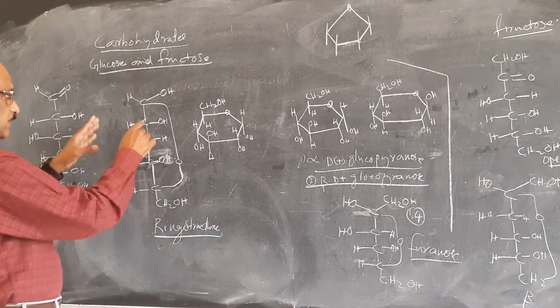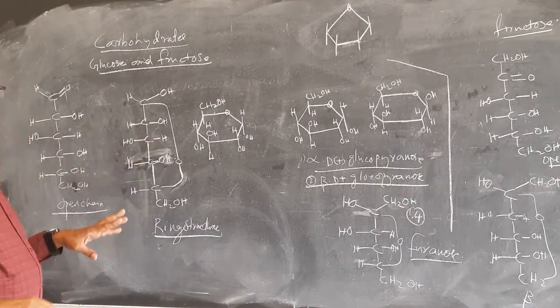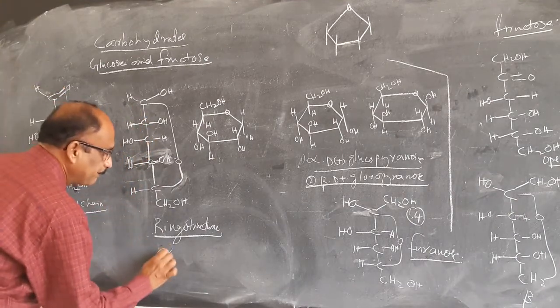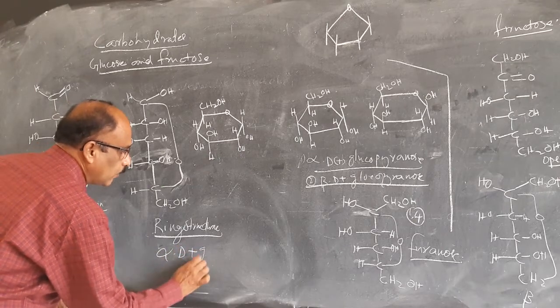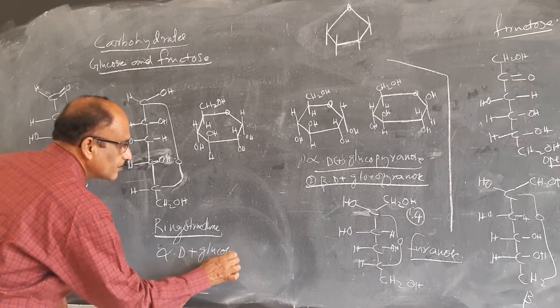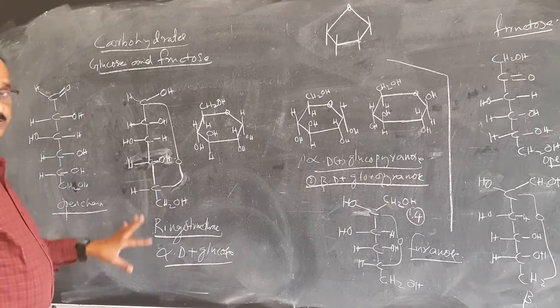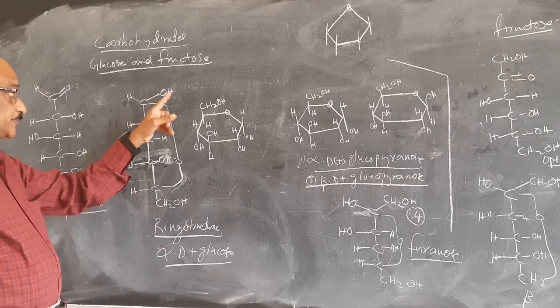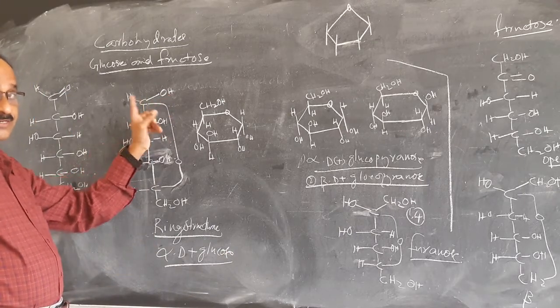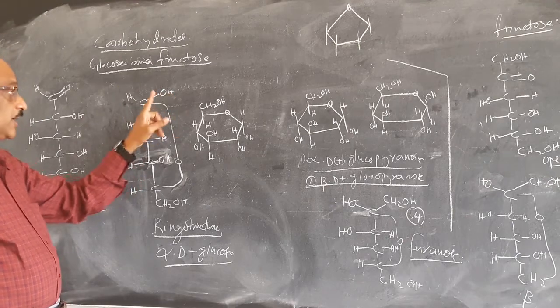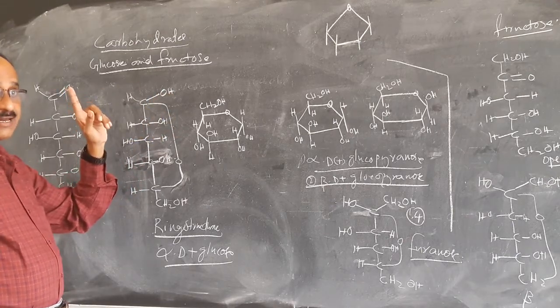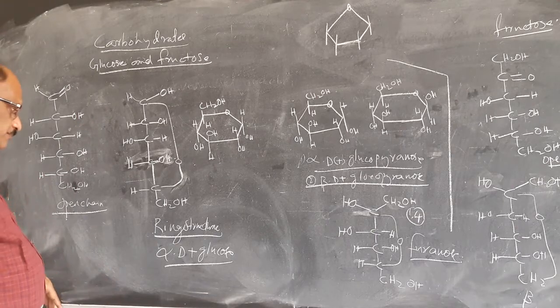So this is the ring structure. Ring structure means this is one of the structures of glucose. This is alpha D plus glucose, because the OH group here is placed on the right side. If it is on the right side, that is alpha. If it is placed on the left side, that is beta. I told you in class.